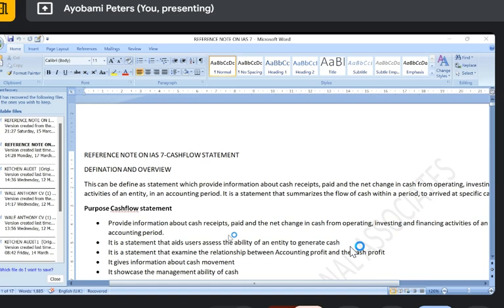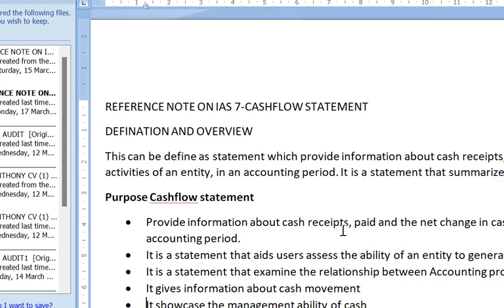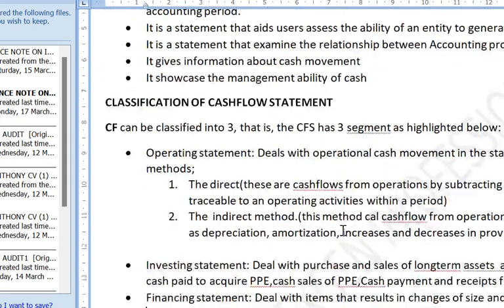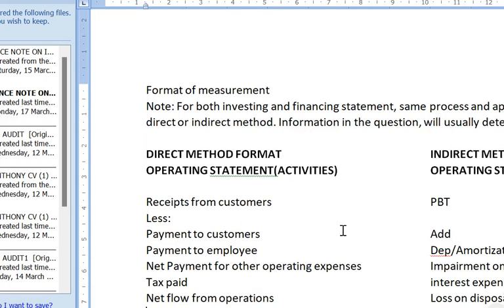So, in the last classes, we have looked at the definitions, the overviews, the formats that you need to apply. We have looked at the importance, we have looked at how it's been classified and the likes. And like I said, your operating statement, which is also known as the operating activities, plus your financing statement, which is known as financing activity, plus your investment activity, plus the opening cash and cash equivalent, will always give rise to the closing cash and cash equivalent.